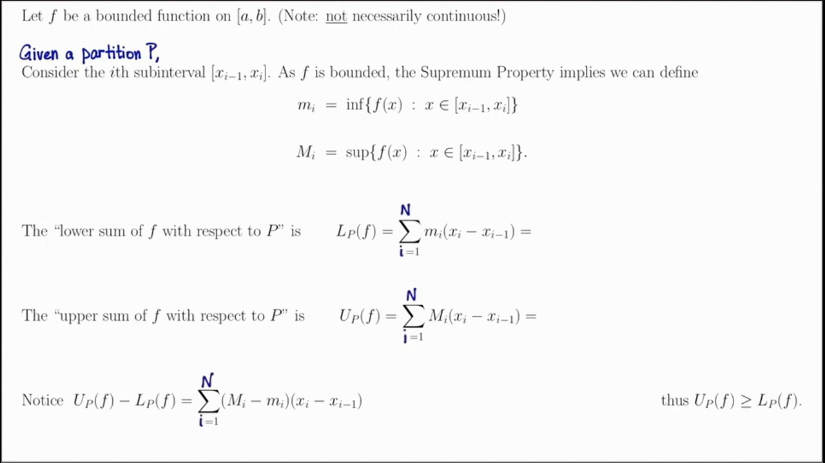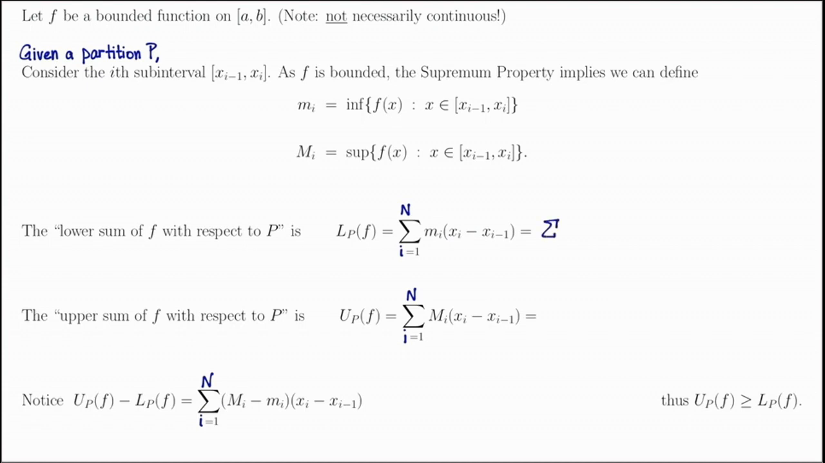Given our partition, we define two types of sums of f. The lower sum of f with respect to the given partition P is going to be the sum. It's going to index across the subintervals, so from i equals 1, that's going to refer to the first subinterval, through i equals capital N, that's going to be our last subinterval. It's the product of the infimum of the given subinterval times what is ultimately the width of the subinterval.